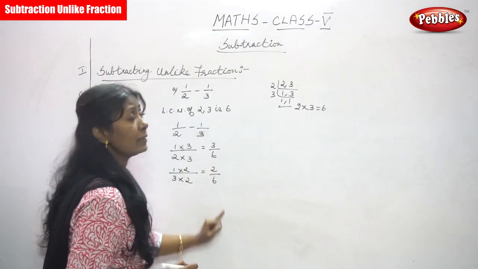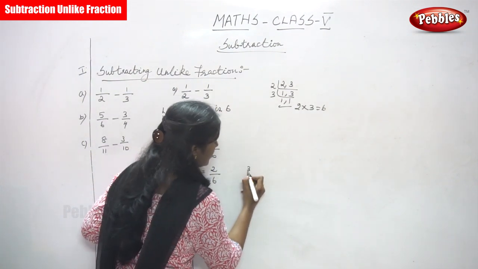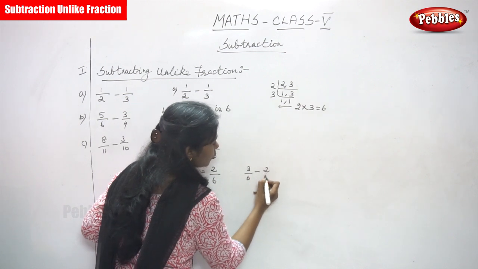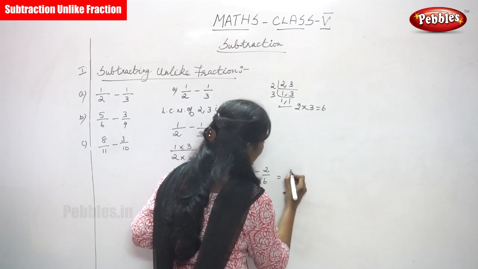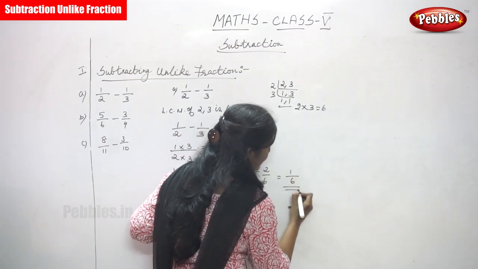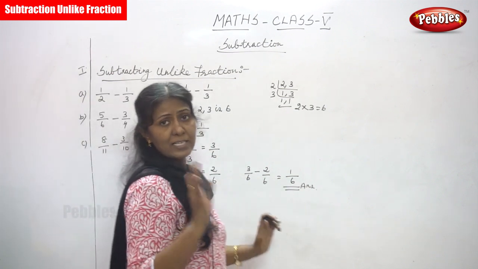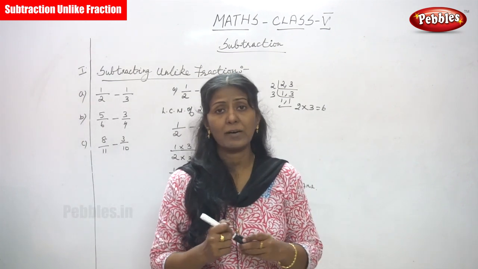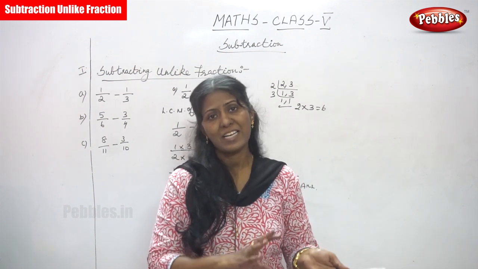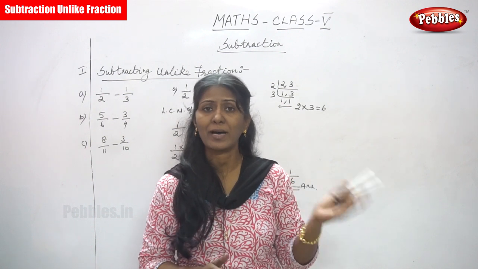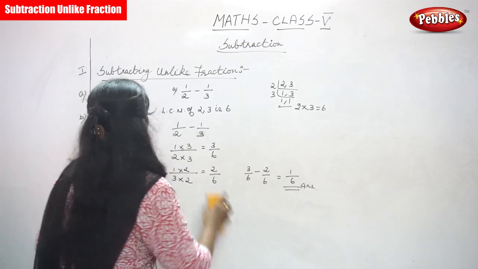So now the denominators are the same. So now we are going to subtract. So 3 by 6 minus 2 by 6. Both the denominators are the same, so you have to subtract the numerators. 3 minus 2, 1. 1 by 6. So 1 by 6 is the answer. See, the same addition pattern, but you have to subtract. There is no difference between addition and subtraction. The only difference is that there you add, but here you subtract. So next sum we are going to see.